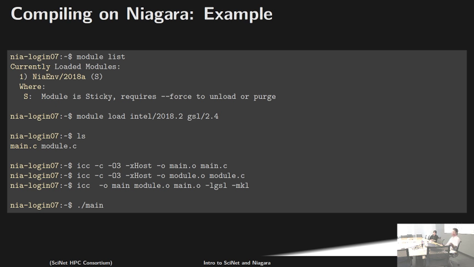So this is for compiling C or C++? C, C++, Fortran, yeah. Okay. Things like Python are hopefully already compiled with those flags.